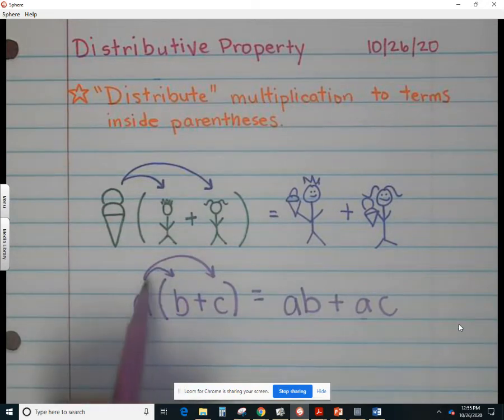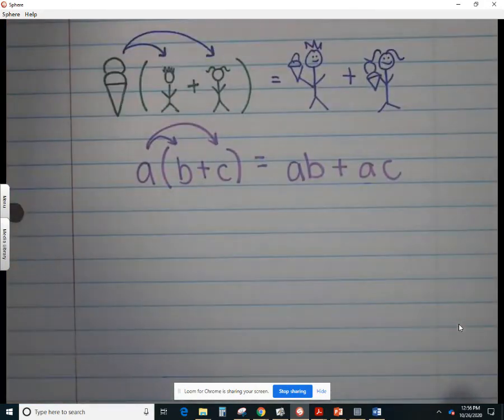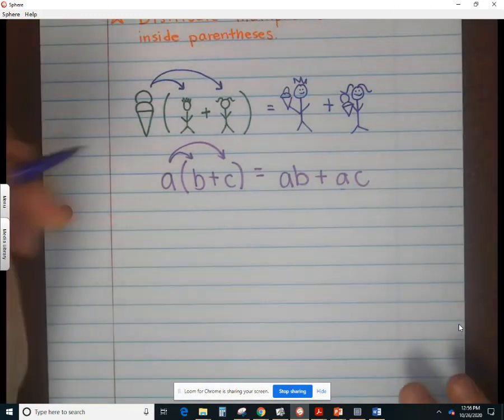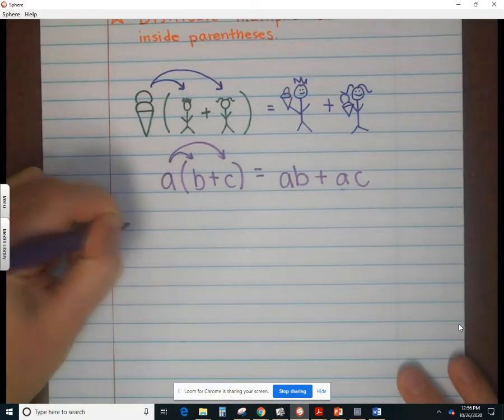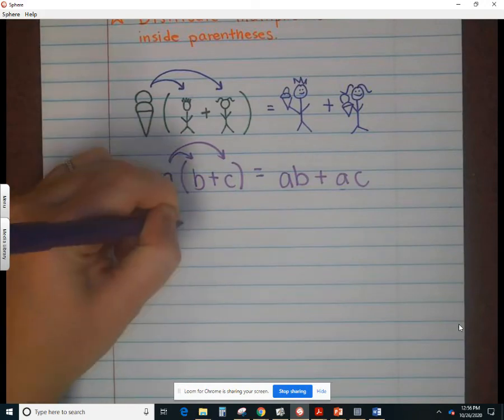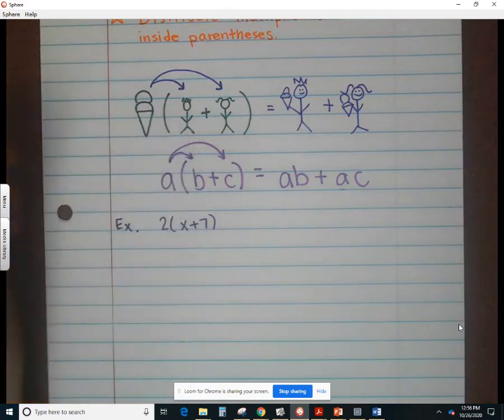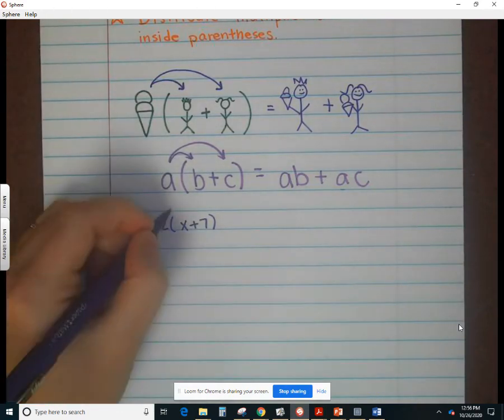I call these little arrows hippity-hoppity distributive property because it kind of reminds me of a bunny hopping. And so just remember, you have to distribute to both things inside the parentheses. So let's look at a couple, maybe 4 examples. Example 1 would be 2 on the outside and then x plus 7 on the inside.